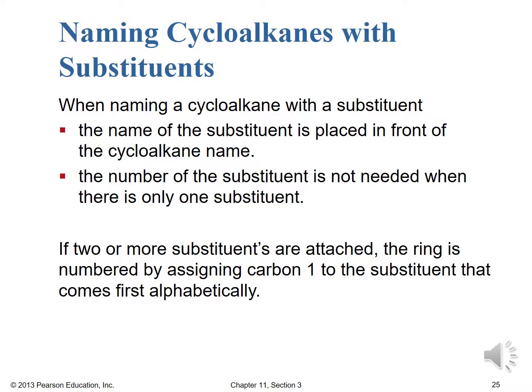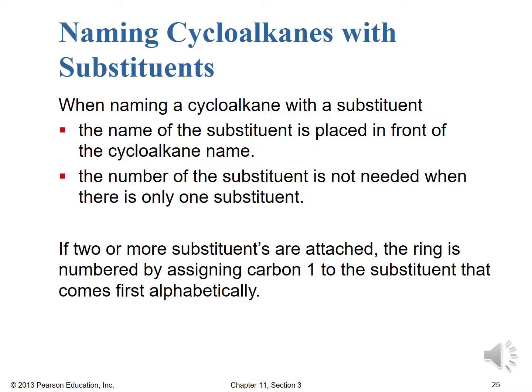So far, all of our naming has been with straight chain alkanes. Now we'll talk about naming cycloalkanes with substituents. And it's not much different when naming a cycloalkane with a substituent. The name of the substituent is placed in front of the cycloalkane's name, and the number of the substituent is not needed when there's only one substituent, right?